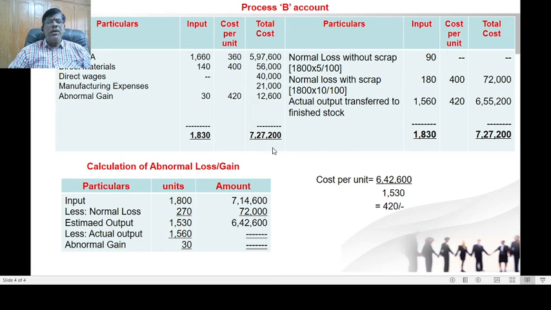Both sides are equal. Similarly, the units should also be equal on both the debit side and credit side. In the units column, it is 1,830 on this side and 1,830 on the other. Both are equal. Likewise, you have to prepare the process account. This is the way and method of preparing a process account.